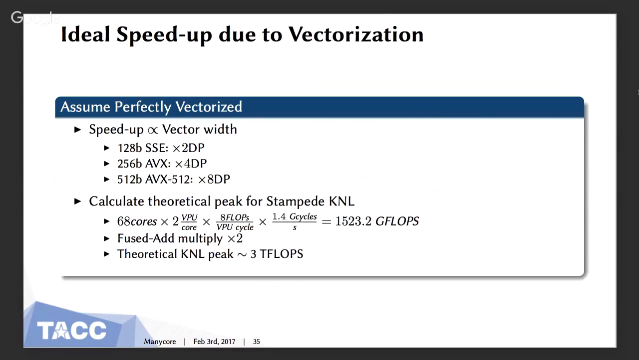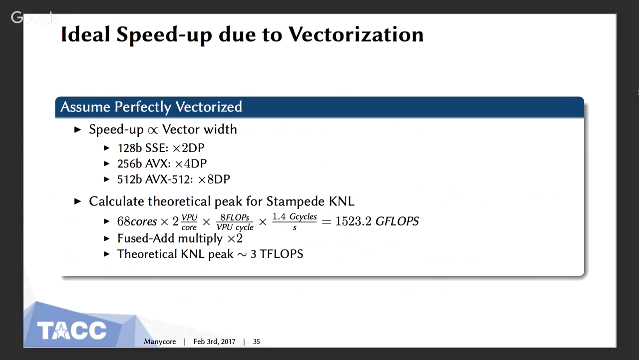So the ideal speedup due to vectorization, if you were to assume that your whole code was perfectly vectorized, and this never happens, but wouldn't that be cool, is literally proportional to the vector width. So SSE can do 2 double precision, so you would get double the speed. AVX can do 4 double precision operations simultaneously, so your speed would increase by 4. And AVX 512 would increase your speed by 8, because it can operate on 8 double precision simultaneously.